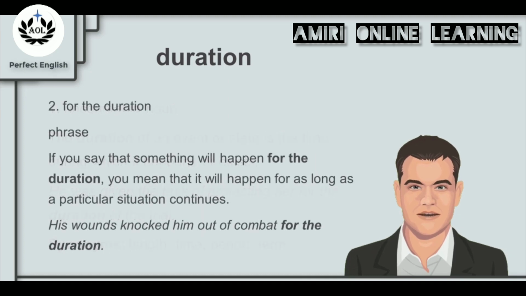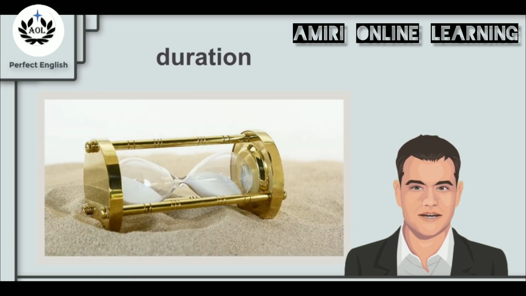And we have a common phrase used with the word duration, that is for the duration. If you say that something will happen for the duration, you mean that it will happen for as long as a particular situation continues. For example, his wounds knocked him out of combat for the duration. And as long as he is in this bad shape or nobody treats his wounds, he will stay out of combat. This situation will continue. So the next time you remember this picture of the hourglass, remember the word duration and what it means.